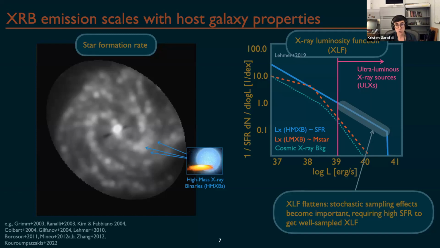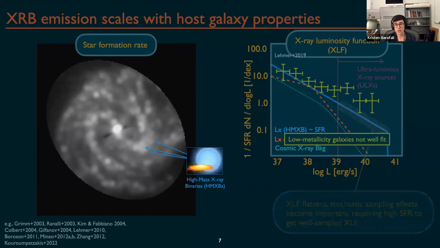High star formation rate means either an individual galaxy with a really high star formation rate, or building up a large enough sample such that you get a statistically significant total star formation rate for sampling this luminosity function. So this is for our scaling relations for star formation rate and stellar mass. But as is usually the case, this isn't actually the full story.